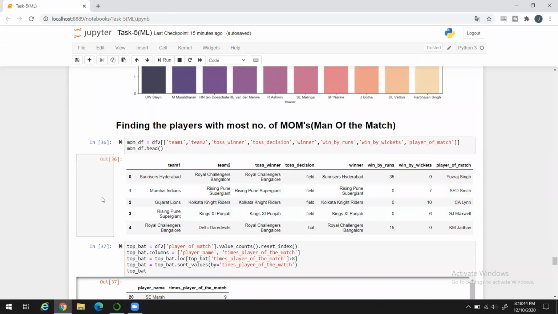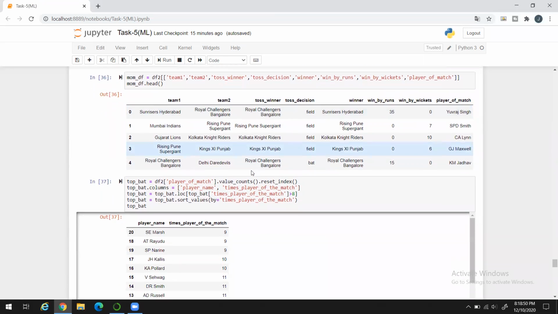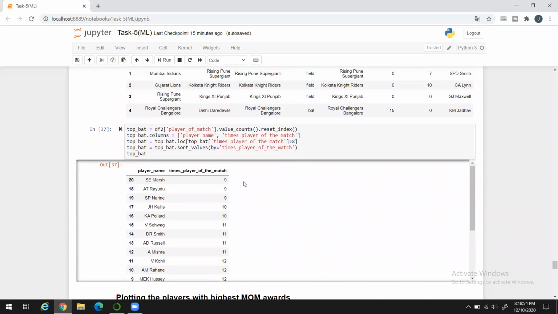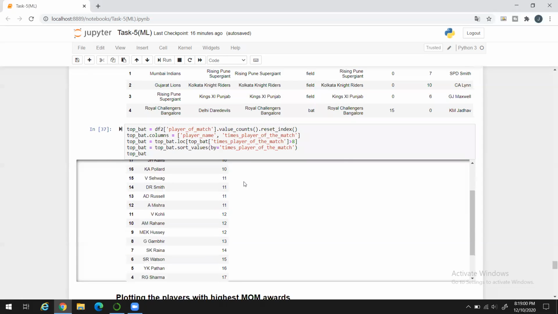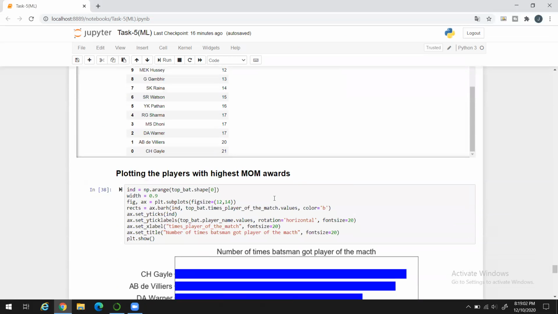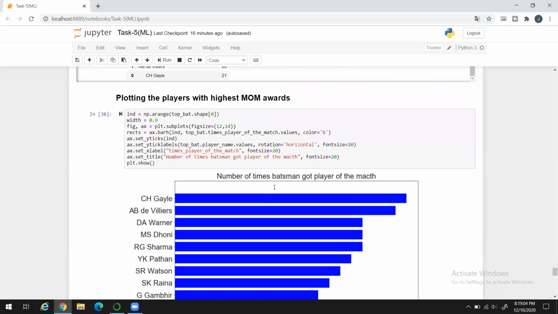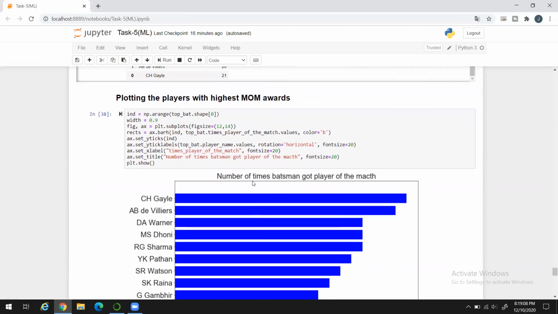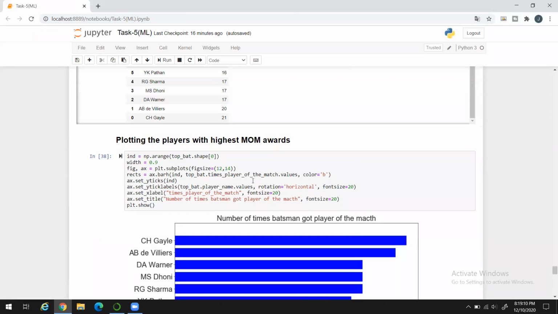Now the important part, that is finding the players with the most number of MOMs, that is man of the match awards. So you can observe I have given this particular table for the people who got more than 8 man of the match awards among all the matches. So if you can observe here, Gale has got 21 man of the match awards. He is the highest. Then followed by AB de Villiers 20, Warner, Dhoni, and RJ Sharma 17, and so on.